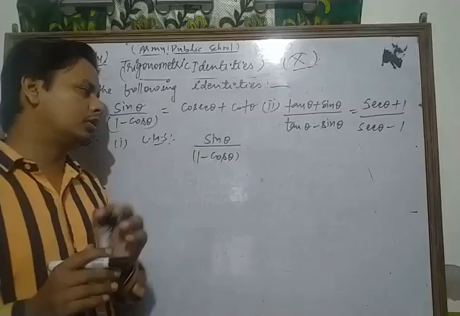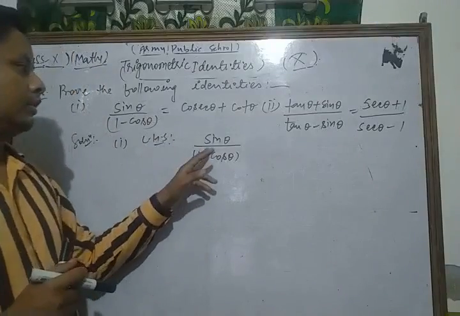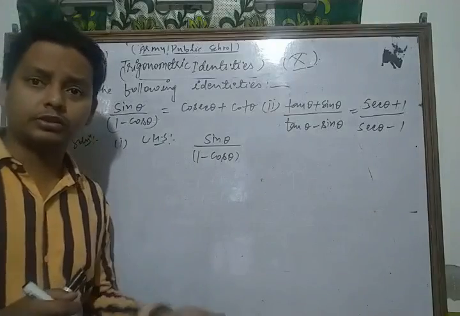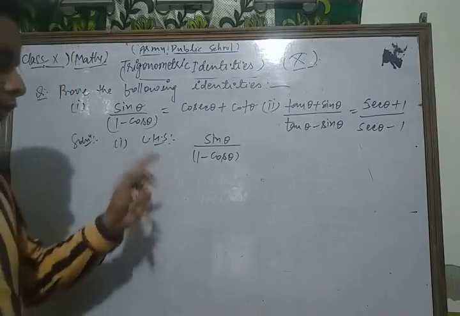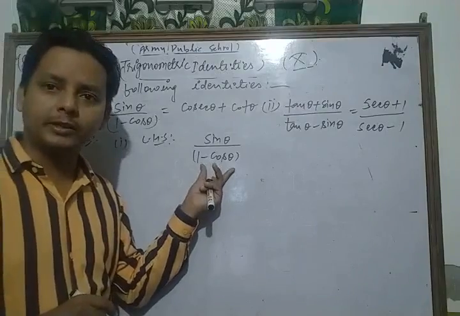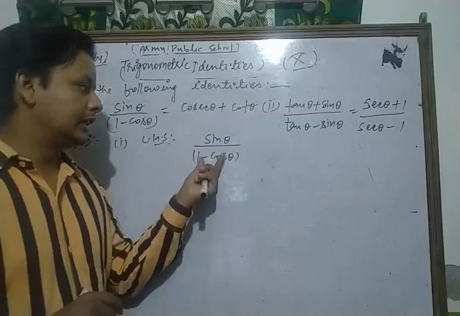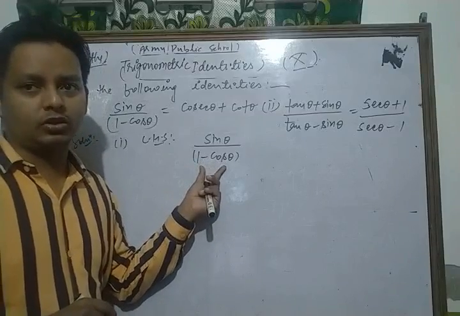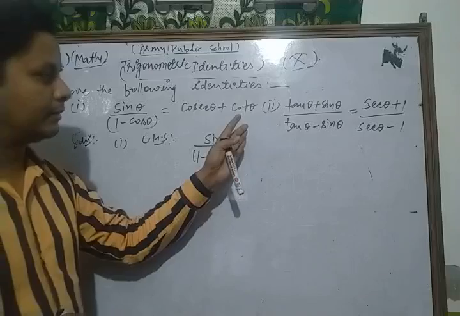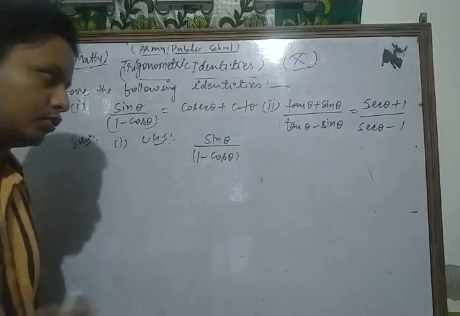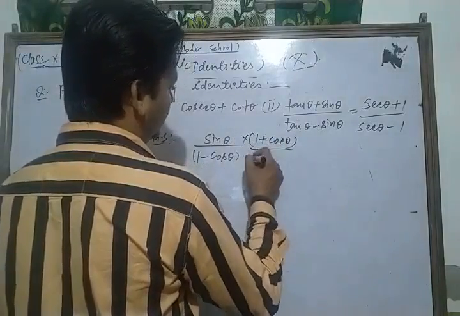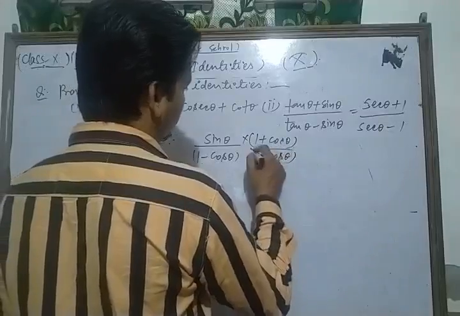Dear friend, we don't know any formula for 1 minus cos theta. We know that 1 minus cos square theta, but 1 minus cos theta, we don't know any identities. So for that here we just multiply by the conjugate of its denominator in both the numerator and denominator. The conjugate of its denominator 1 minus cos theta is what? 1 plus cos theta. So here we must multiply 1 plus cos theta in both the numerator and denominator.